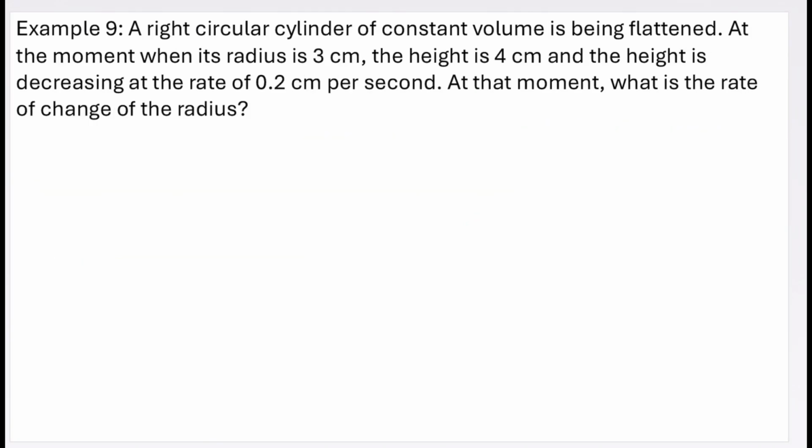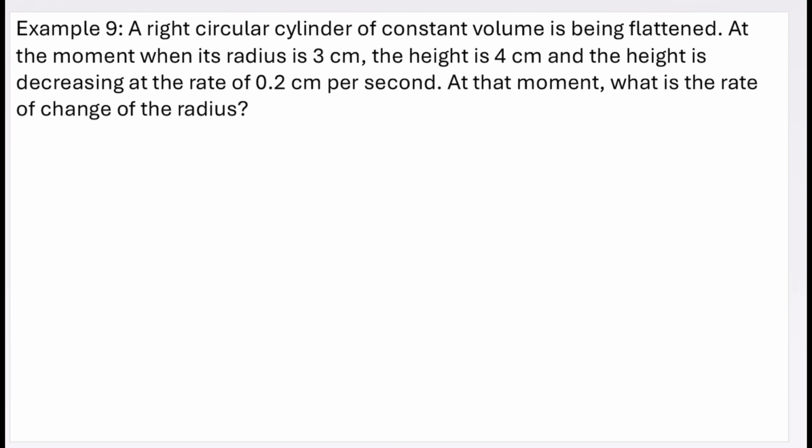So example 9, we have a right circular cylinder of constant volume is being flattened. So you're squishing the cylinder down. At the moment when the radius is 3 centimeters, the height is 4 centimeters, and the height is decreasing at the rate of 0.2 centimeters per second. At that moment, what is the rate of change of the radius?